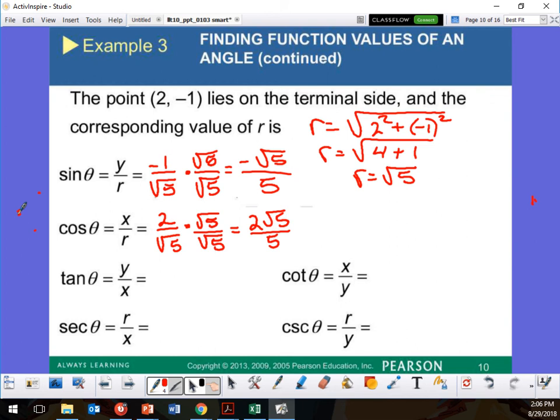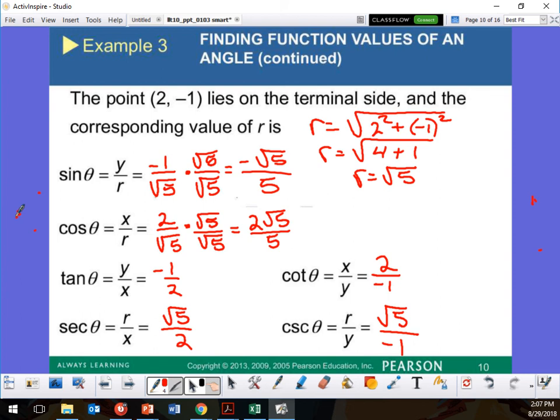Now for these next ones. Tangent. Tangent is y over x. So the y value is negative 1 over 2. Secant. Secant is rad 5 over 2. Do I have to rationalize that? No, because the radical is not in the bottom. What about cotangent? That's x over y, negative 2 over negative 1, right? And cosecant. Rad 5 over negative 1. There we go.